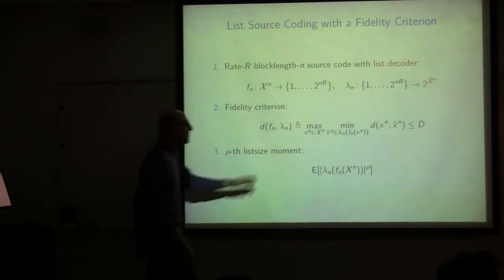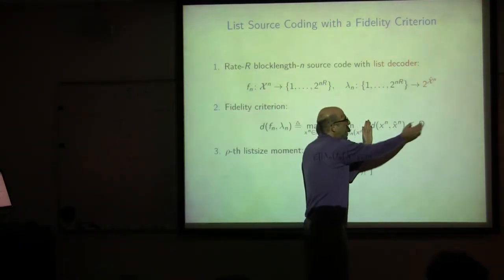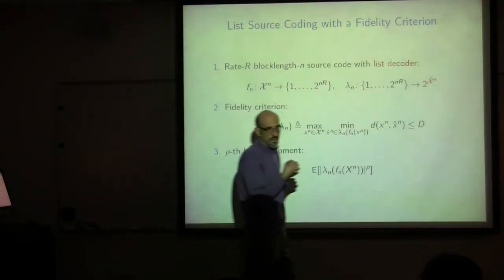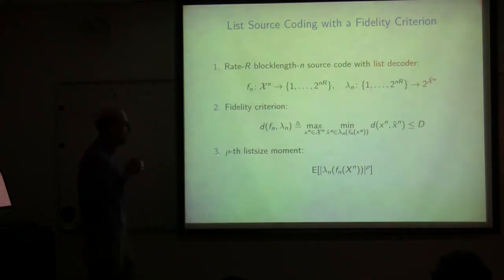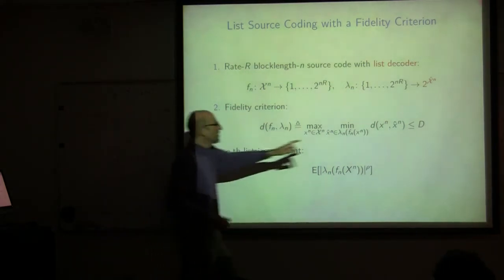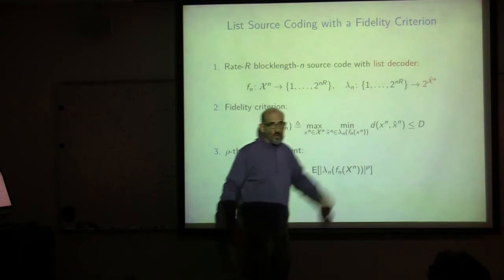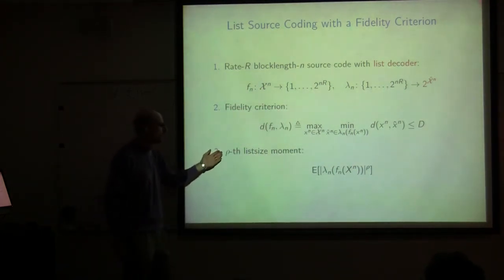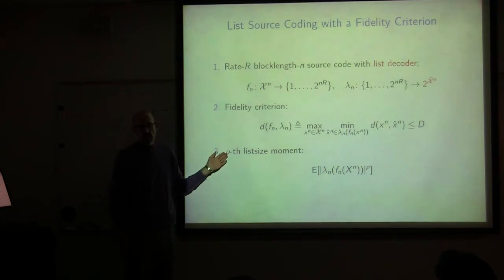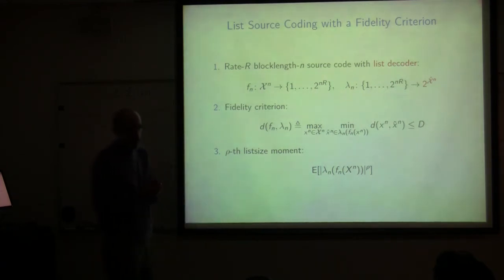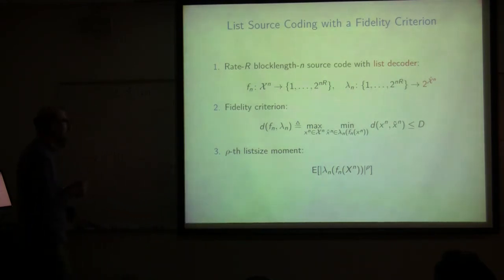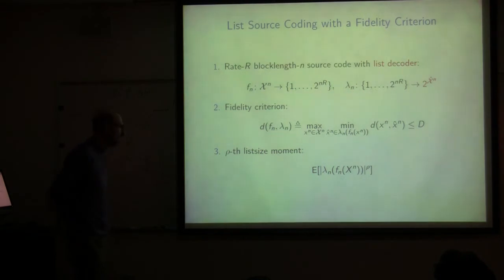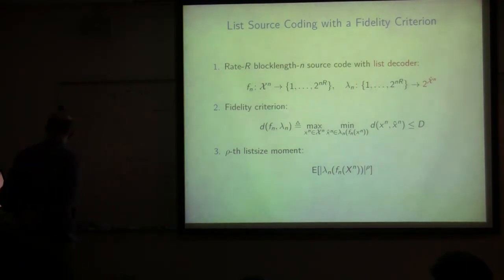If you take this Hamming distortion and make d equal to zero, you get exactly the lossless case. The lossy case just says that I want to be within distortion d of the sequence that was generated by the source. And again, I can look at the Rho-th moment of the list size. This might give me a sense of what it means to have a Renyi rate distortion function. So this is what I'm after: what is a reasonable definition of the Renyi rate distortion function?